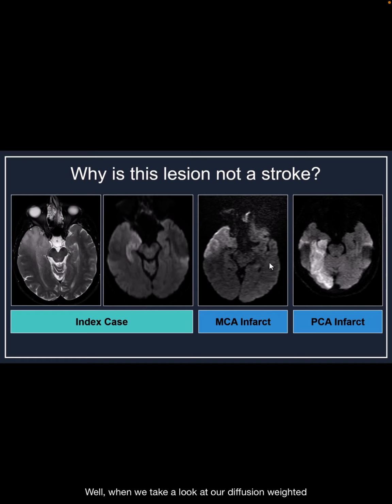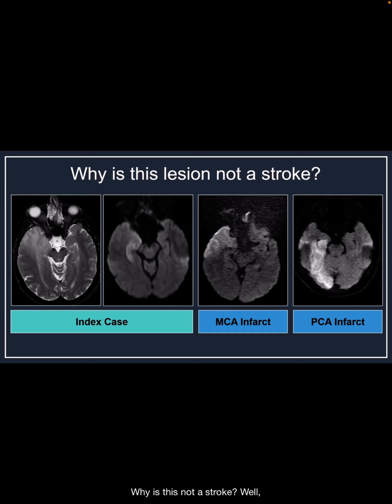Well, when we take a look at our diffusion-weighted sequence, we can see that there is a little bit of diffusion restriction, but that corresponds just to the hippocampus. The entire region is not diffusion restricting. So this hippocampal diffusion restriction is actually likely related to the seizure activity itself.